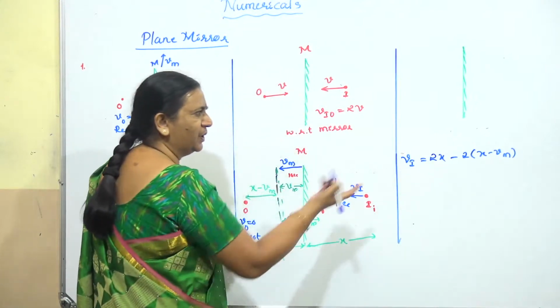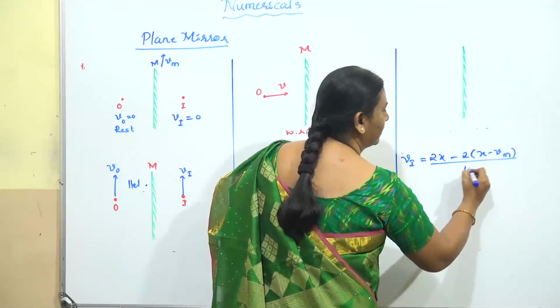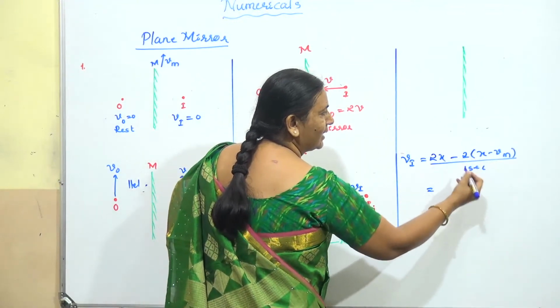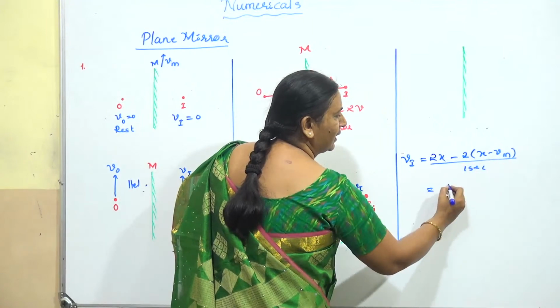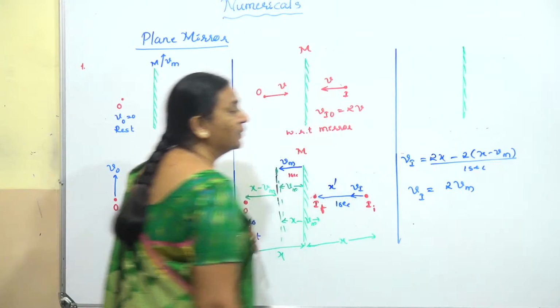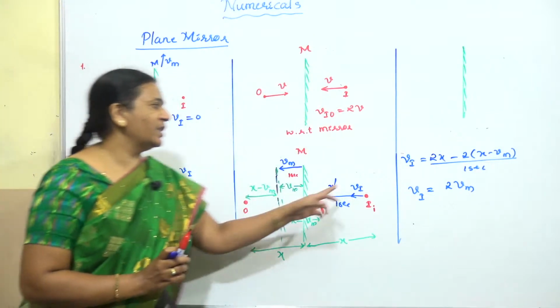Okay, because I am taking per second, we can write this as the whole thing per second. So this gets cancelled. What are we left with? 2 times v. So what is the speed of the image there, children?